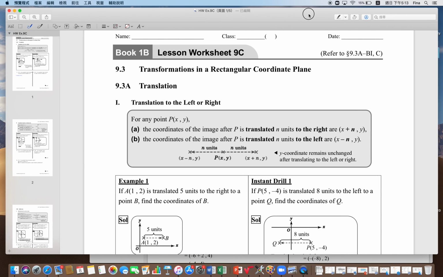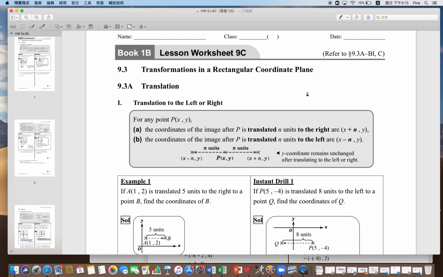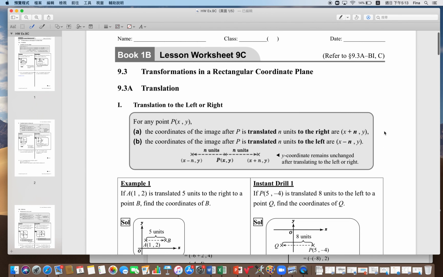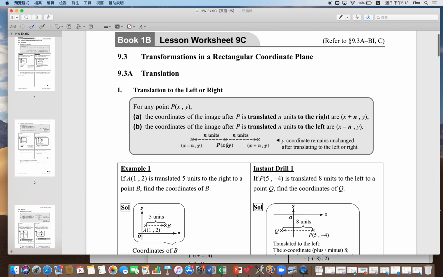If you go to your homework, that means the lesson worksheet here for the first part about the translation. I hope that you can try to watch the video about the translation part first, and then you can try the worksheet by yourself. But I would like to explain a little bit about the worksheet here. This part is just a review of what we had learned in the PowerPoint. That means for translation to the left or right, you can see that you only need to change the x coordinate.